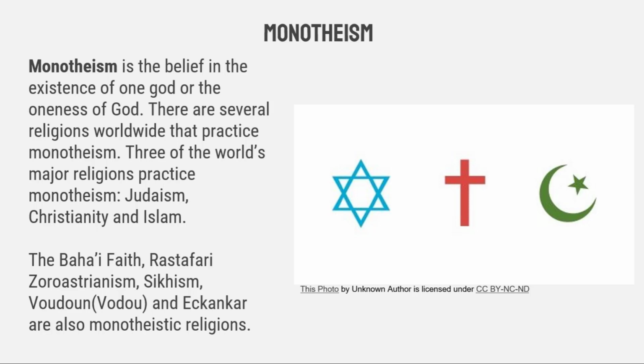The Baha'i faith, Rastafarianism, Zoroastrianism, Sikhism, Voodoo, and Ekankar are also monotheistic religions. So they all have that belief in one deity or one God as their faith or their belief system. Okay.